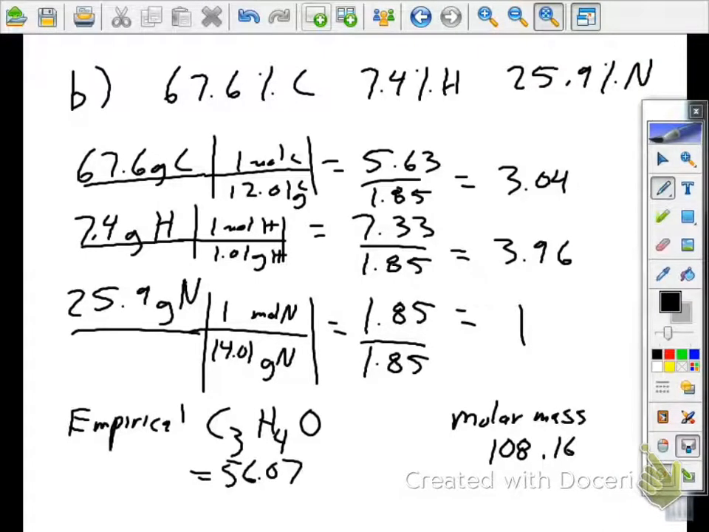Just like the last one, we're going to take the molar mass divided by the empirical mass, and I get an answer that's 2. So everything has to be multiplied by 2. So when we're done, it should be C6H8O2. Okay, so that's the most difficult problem that you'll have to do related to the quiz tomorrow or on Friday.